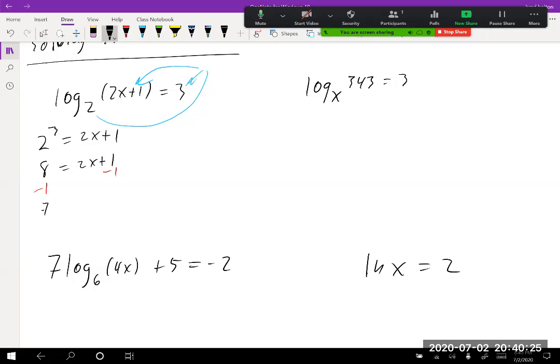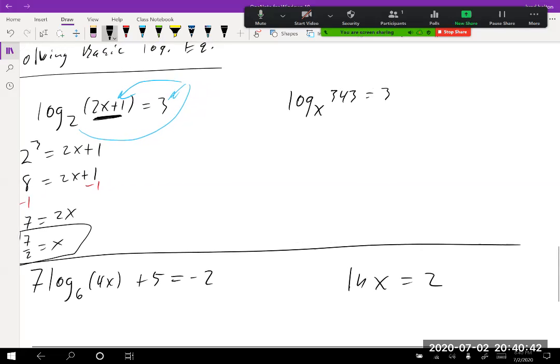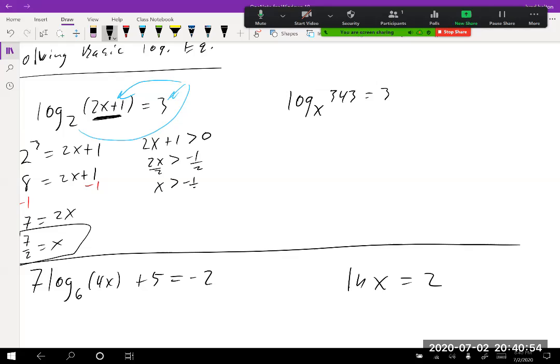Okay, so then we have 7 equals 2x. So then 7 over 2 is equal to x. Now here's the thing. We have to make sure that this is in the domain. So the domain is whatever makes this stay positive. So we have 2x plus 1 is greater than 0. So then we have 2x is greater than negative 1, divided by 2, divided by 2. So x is greater than negative 1/2.